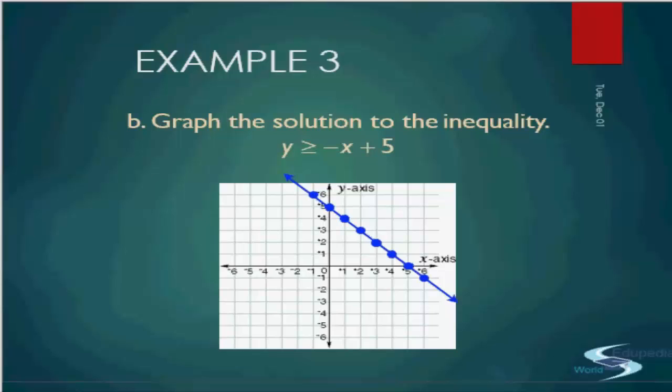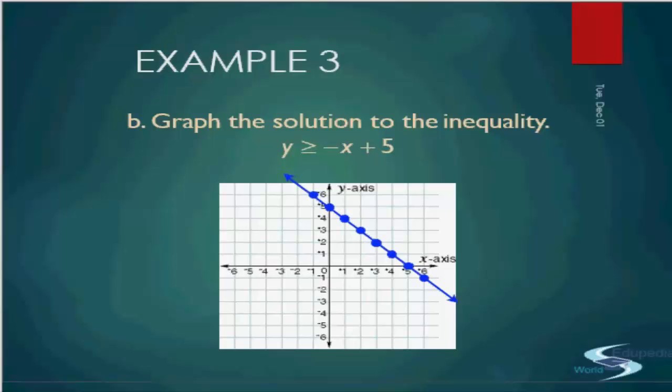Now what is the third part that we have to do? I talked about three things that a graph represents. Number one is the equation of the line. Number two is whether it is a dashed line or a solid line, and number three is the shaded area, which is a representation of all the points that satisfy this inequality.